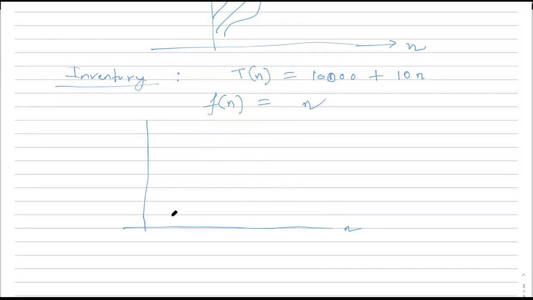So what is n going to be here? This is your n. Suppose I pick c equal to 20, then c times f of n is going to be what? 20 times n, right?